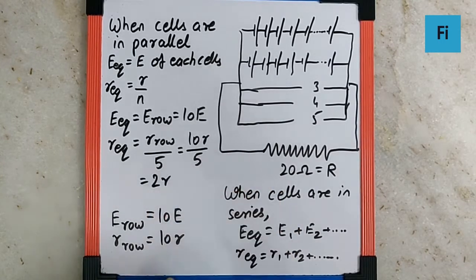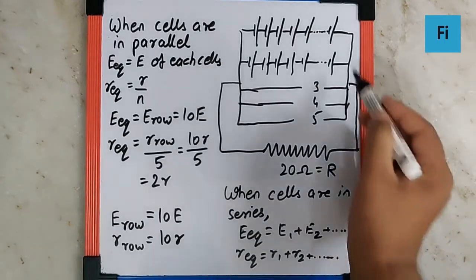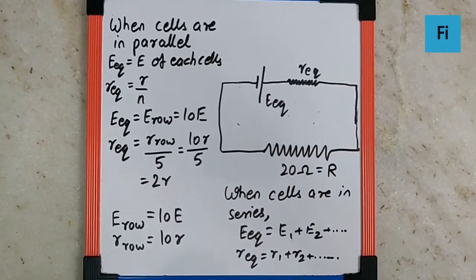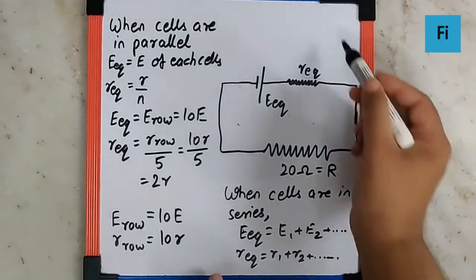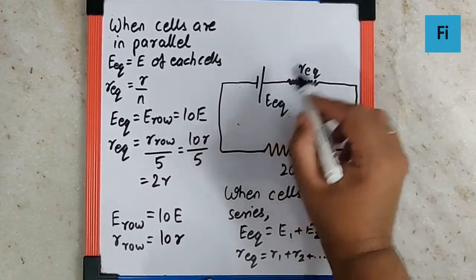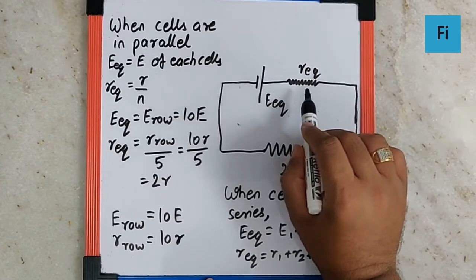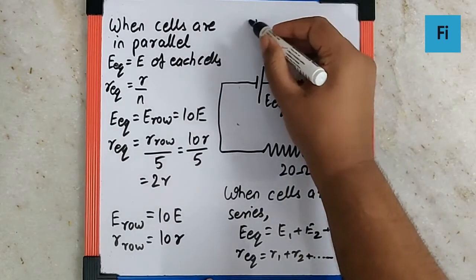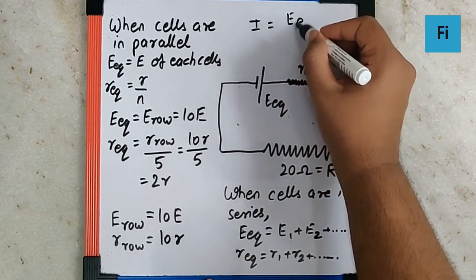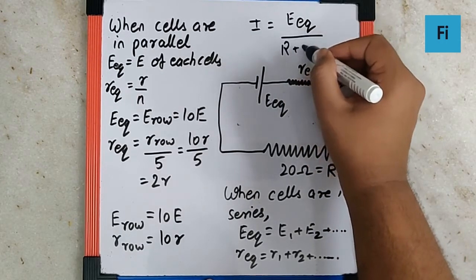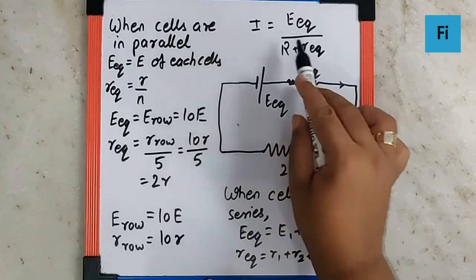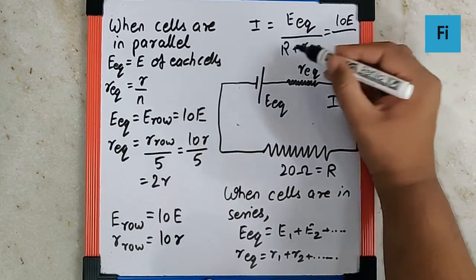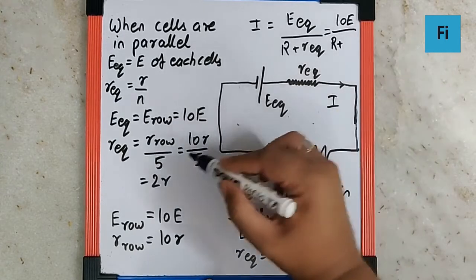That makes it 2R. So now if I replace this entire circuit with the simplified version, we would get this. The entire EMF is replaced by one EMF and the entire resistance is replaced by one resistance. So now if you want to find the current for this particular circuit, I guess it's quite simple and direct. It is E equivalent upon R plus R equivalent, where E equivalent is 10 times E and R equivalent is R plus 2R.